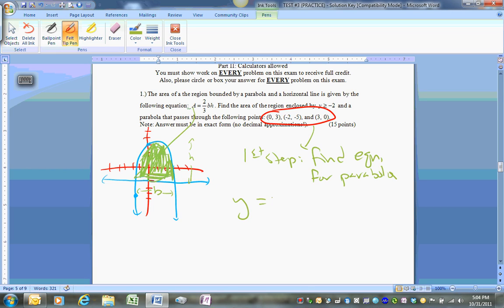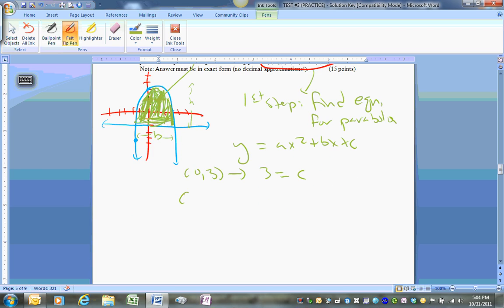Remember, standard form is this, right? So if you have 0, 3, our equation will be 3 equals c. That was easy. If you have -2, -5, the equation will be -5 equals 4a minus 2b plus c, or -5 equals 4a minus 2b plus 3 because of that. So 4a minus 2b equals -8.